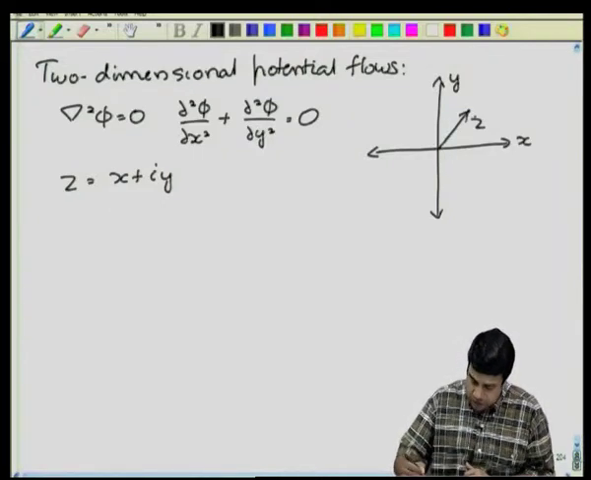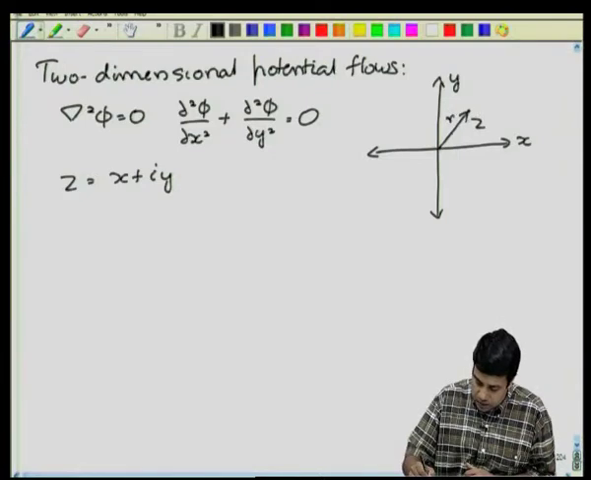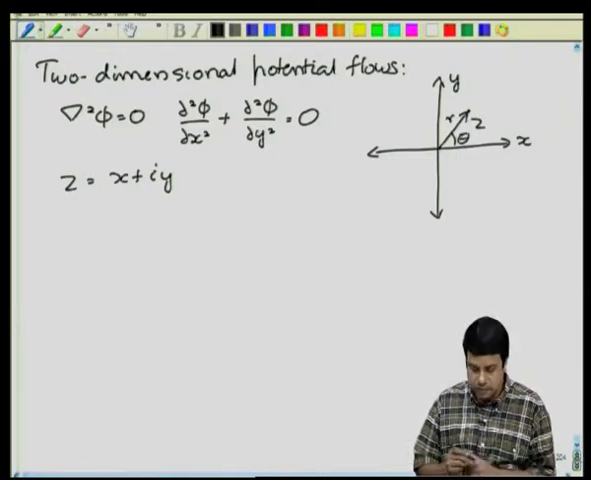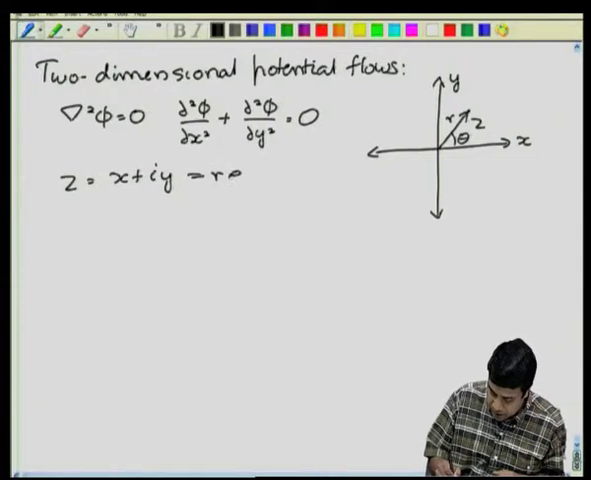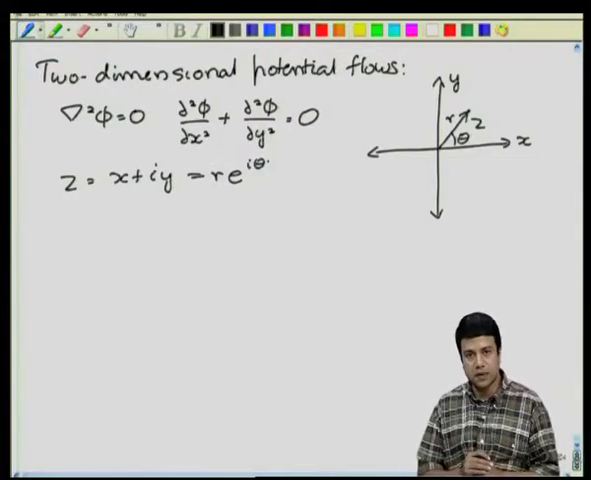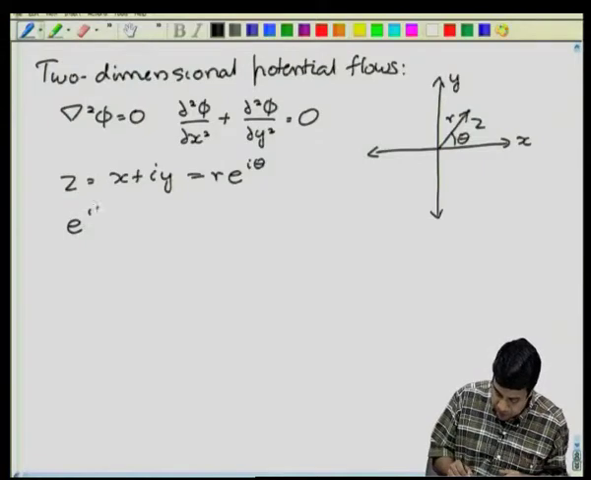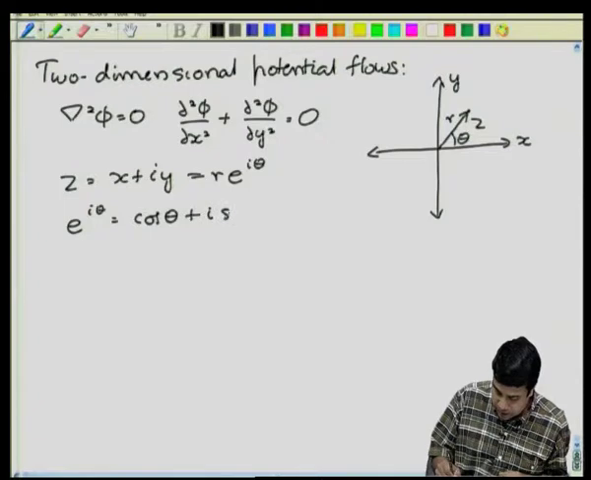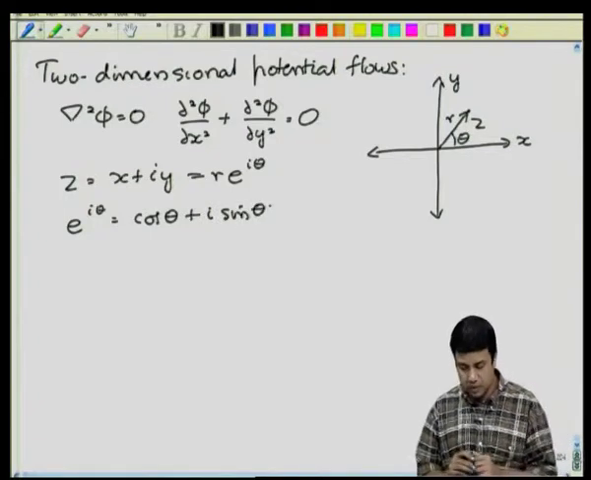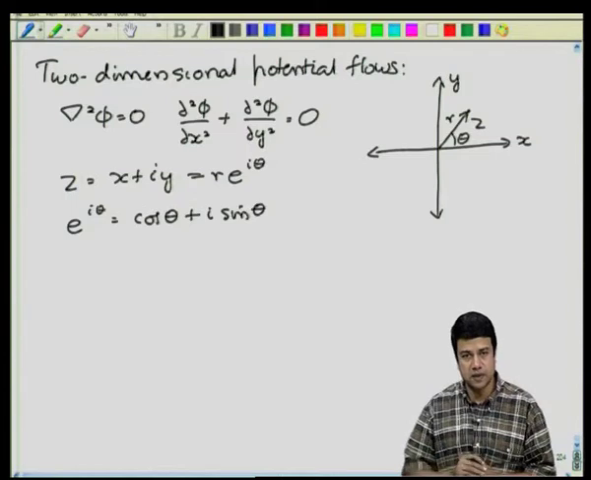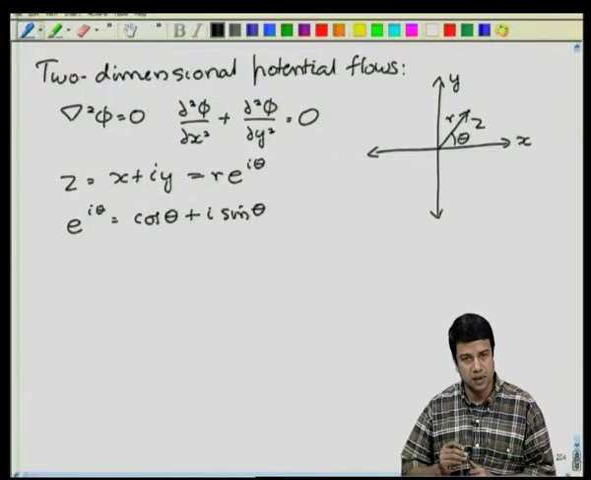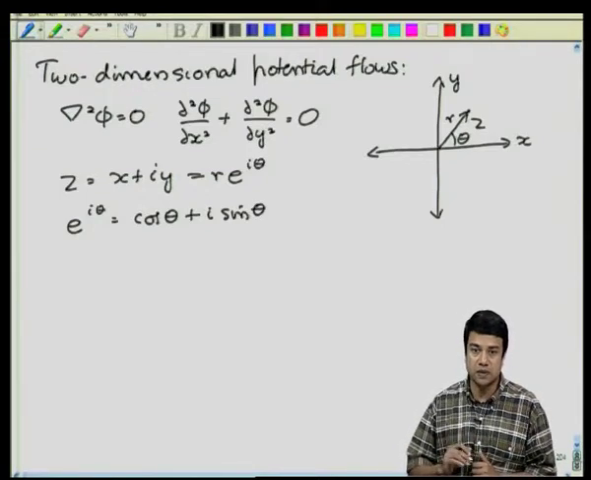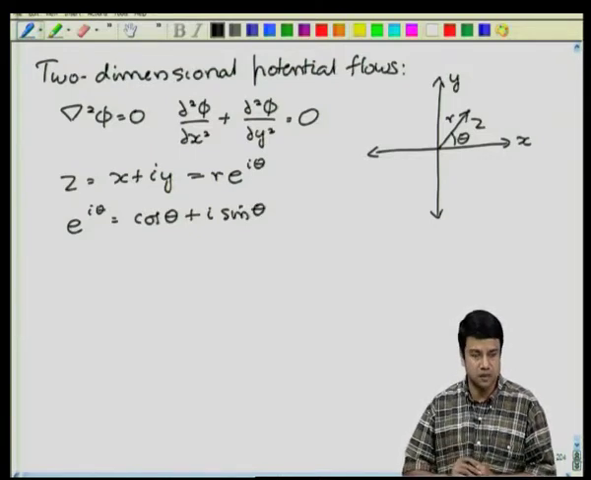Alternatively, if I take a polar coordinate system, r theta coordinate system, this is also given by r e power I theta, where e power I theta, as you know, is cos theta plus I sin theta. If I substitute this, I get x is equal to r cos theta, y is equal to r sin theta, the usual conversion from a polar coordinate system to a Cartesian coordinate system.